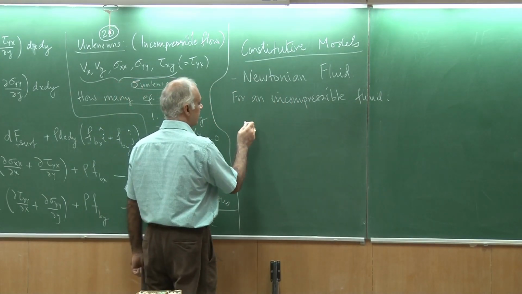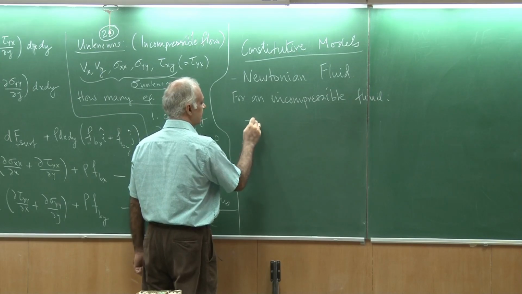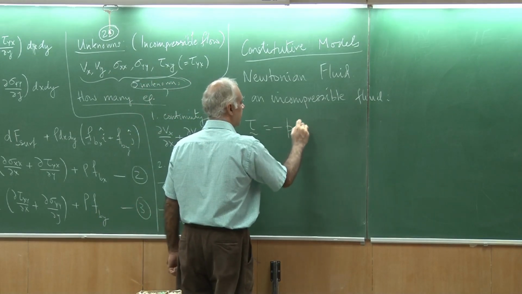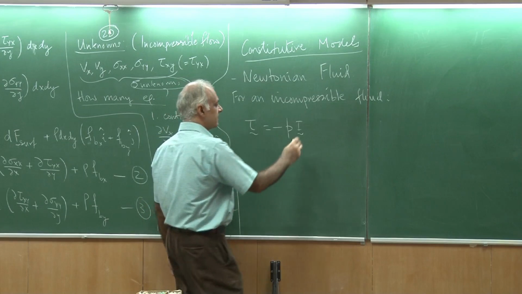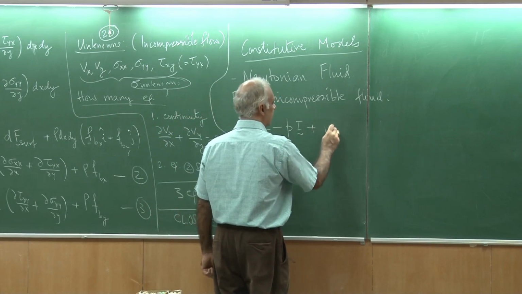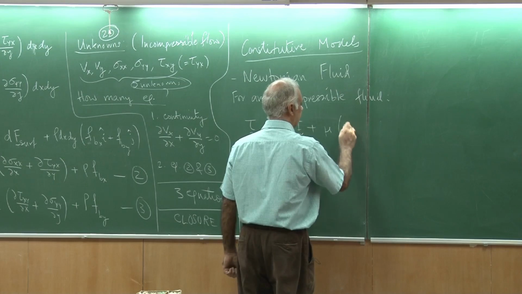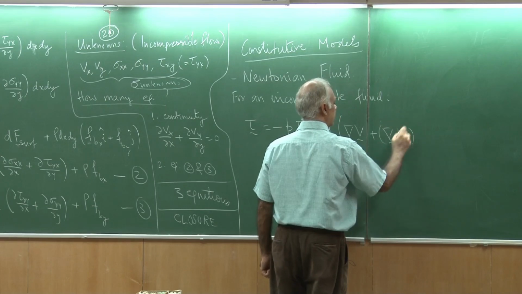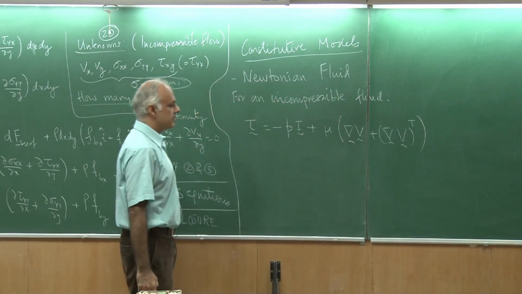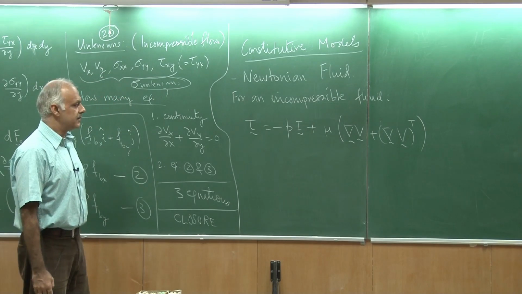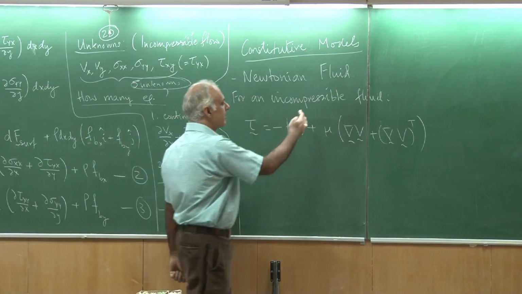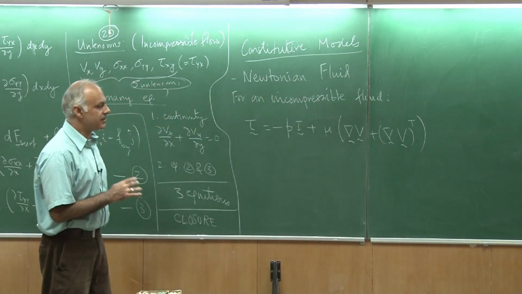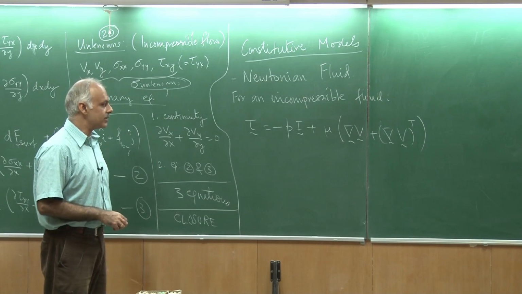It says that my state of stress is given as minus p I plus mu times gradient of V plus gradient of V transpose. Okay. If you had a compressible fluid, there would be some other terms, but that is not really in the scope of this course. So, I am restricting our discussion to just incompressible fluids.